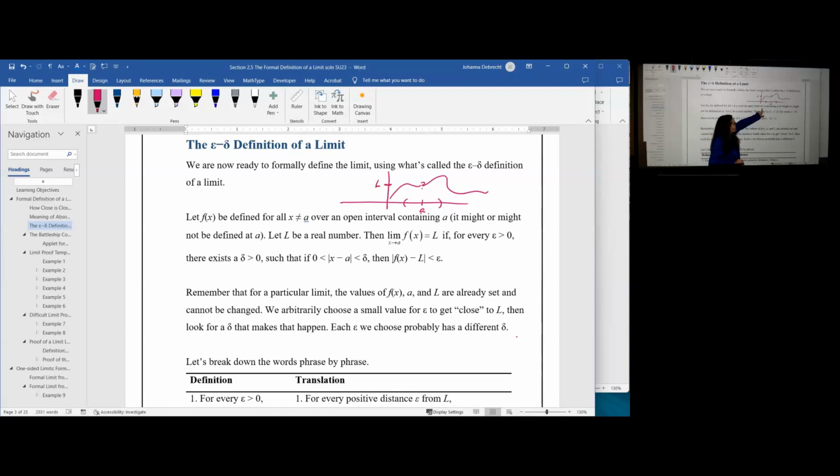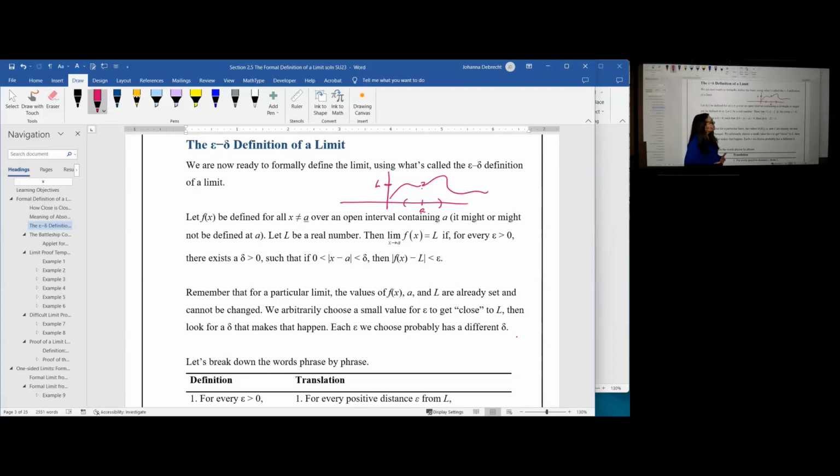Then we say the limit as x approaches a of the function equals L if for any and every epsilon I choose, epsilon's a distance, so it's always positive, there exists a delta, another distance, greater than 0, such that as long as x is not a, greater than 0, and the distance between x and a is smaller than this delta, then the function value will be within epsilon distance of L. This is the meaning of the limit, the precise definition.